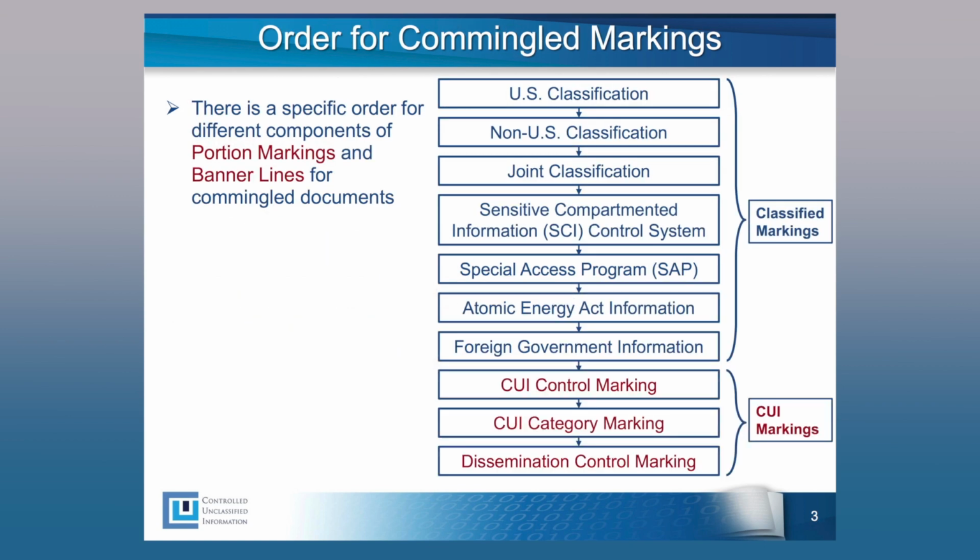For commingled documents, the portion markings and banner line must indicate the presence of CUI. However, there is a particular way of doing this. When used, the different components of the markings must appear in the order of the picture on the screen, starting with US classification. Once or if these elements have been included in the portion marking or banner line, you then include the CUI control and category markings and any limited dissemination control markings. Remember, CUI markings appear after all classified markings.